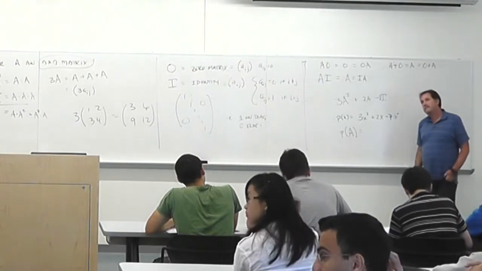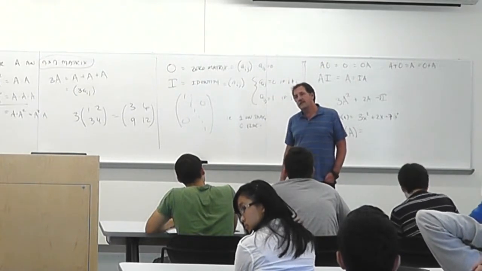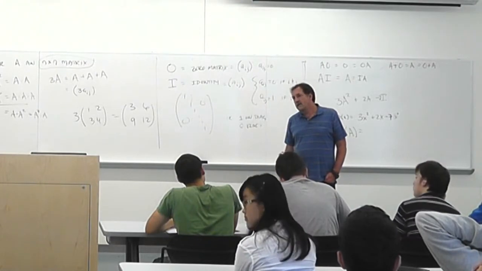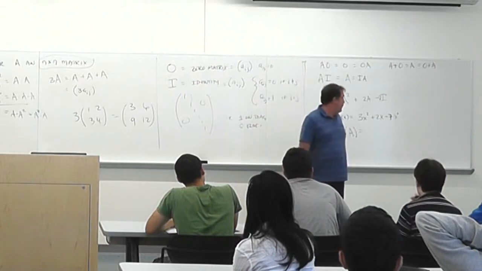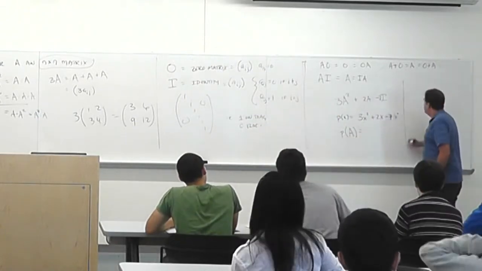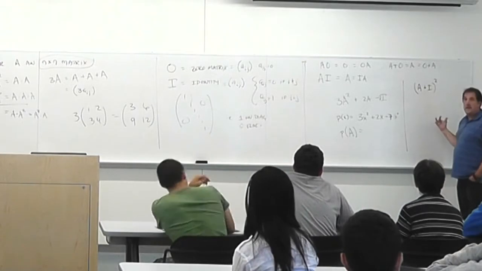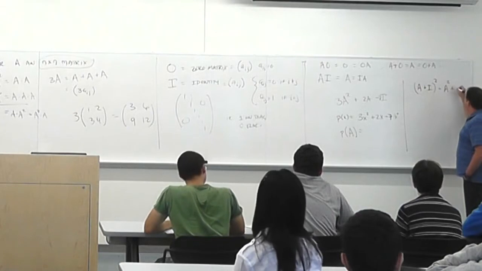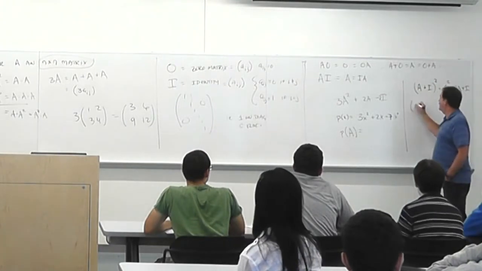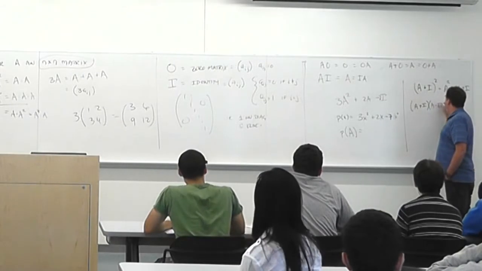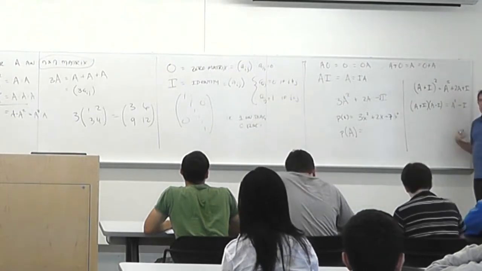Yeah? Can we do like cross multiply? Say again? What does cross multiply mean in this context? We can FOIL it out. Is that what you mean? We can factor it? Yeah. So maybe we can factor it. Maybe we can't. Certainly if I want to think of A plus the identity squared, I can do this just like a polynomial, where this will be A squared plus 2A plus the identity. And I can certainly make sense of A plus the identity times A minus the identity and see that that is, in fact, A squared minus the identity. So those kinds of things work.